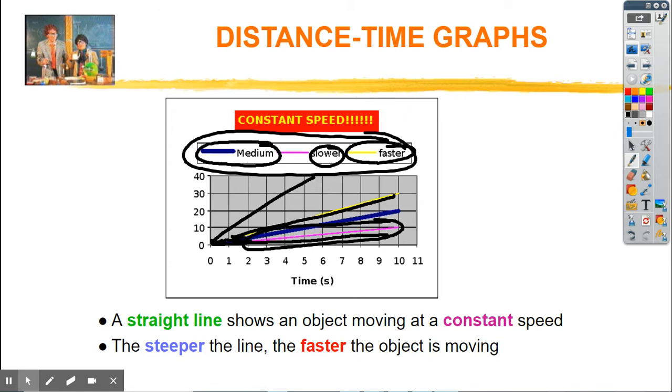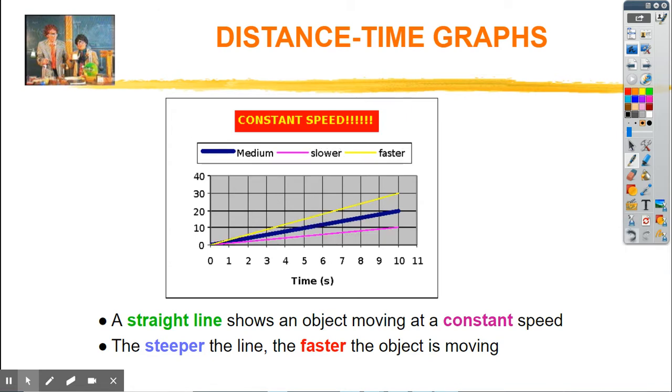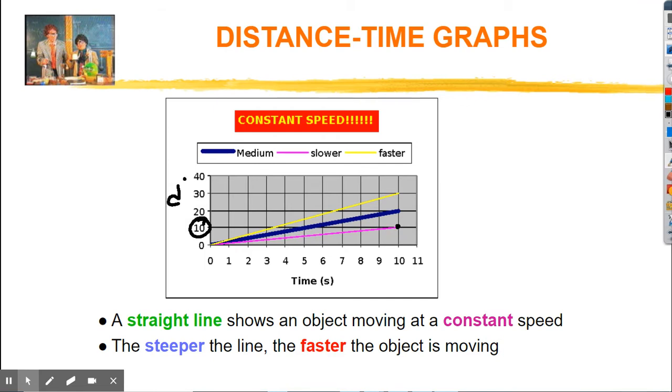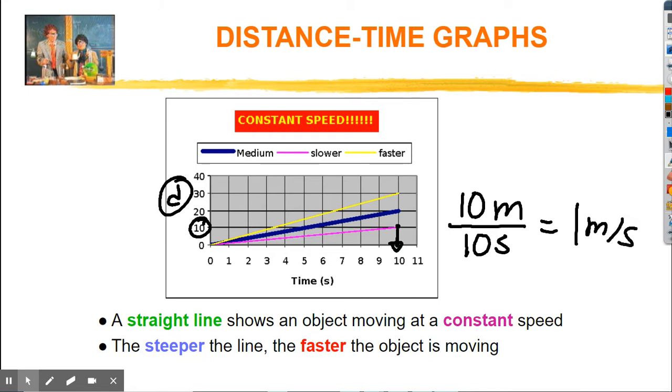That's because if we look at our pink line, the distance, which we represent with a D, is 10. The pink line traveled, let's just say, 10 meters in how many seconds? 10 seconds. So 10 meters divided by 10 seconds would give me 1 meter per second.